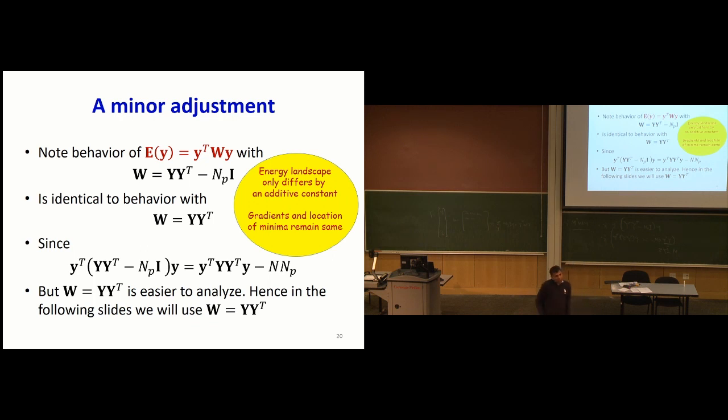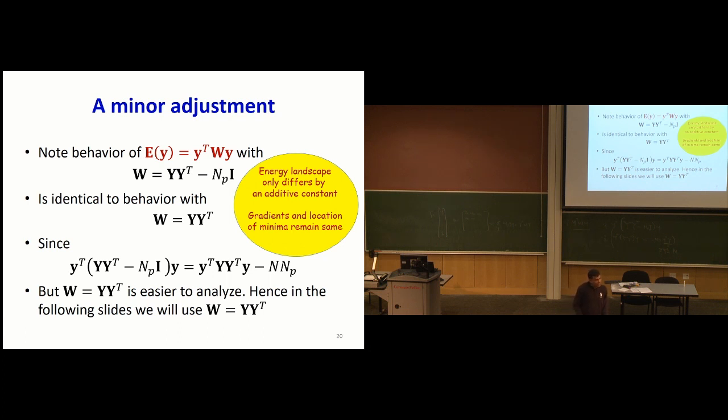So if I include the self-connection for each neuron, it doesn't basically change the behavior, although it might change the actual energy values. So it's more profitable for us to analyze this one because it's actually easier to analyze. Let's see what happens. Henceforth, I'm going to assume that the weights matrix is simply YY transpose. What can you tell me about this matrix? Anyone? What kind of characteristic will it have?